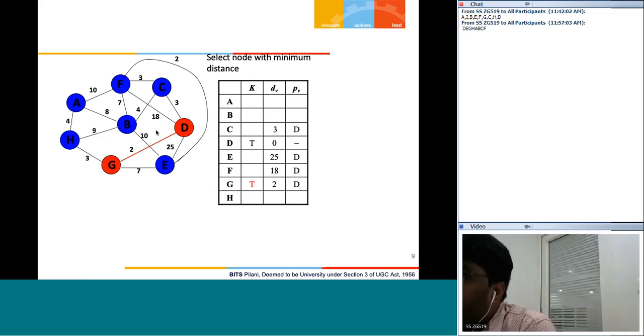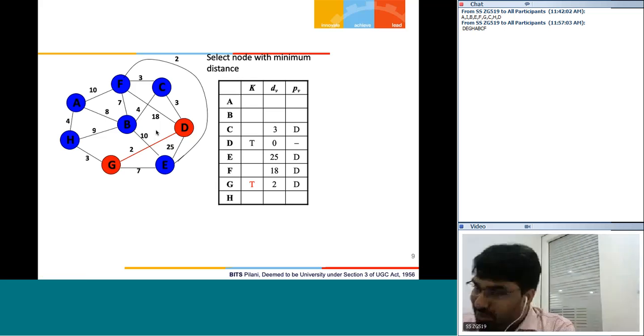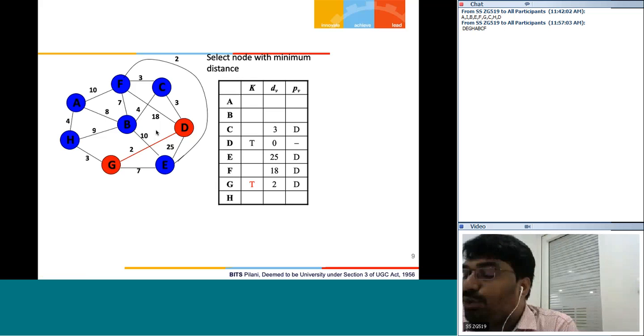What is the weight of the edge between D and E? No, D to E, weight of the edge, 25. Perfect, great. What is the weight of the edge G to E? Perfect, great. Now your question is, very good. Now your question is, why is this 25 not updated to 9, right? Is that your question? Absolutely correct. Now I will show you.